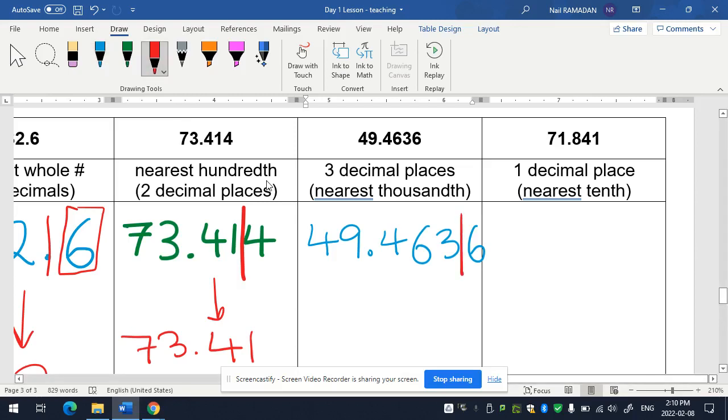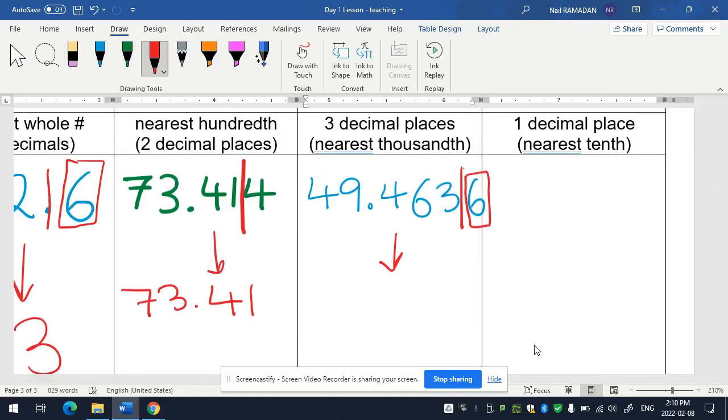Cutoff. What does a 6 do? It bumps anything right before it up. So that means my new number, or rounded number, I should say, would be 49. 4 stays, 6 stays, and the 3 becomes what? 4. Are you showing 3 decimal points? You sure are. 1 decimal, 2 decimals, 3 decimals. You got it. So it's the same rule. You're just applying it in a slightly but significantly important different way.